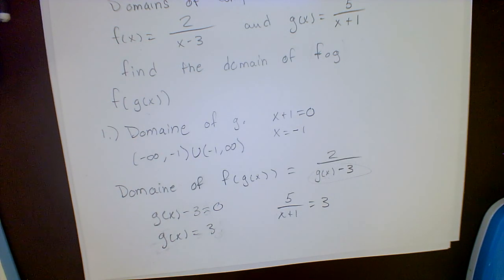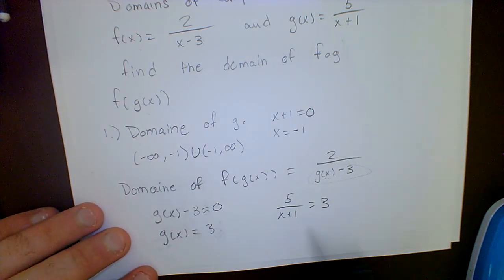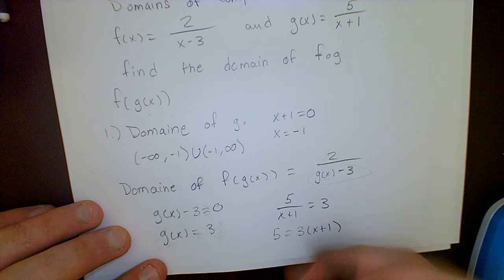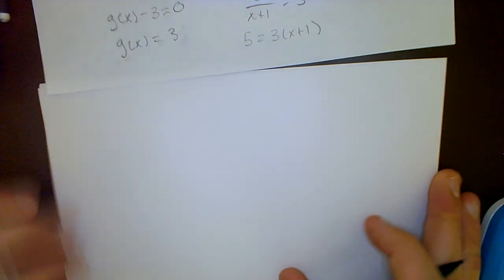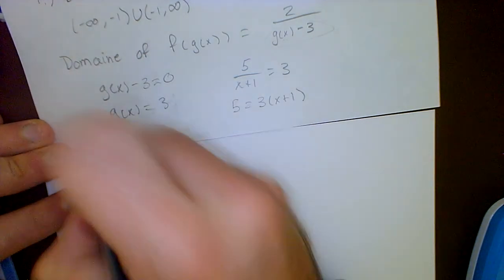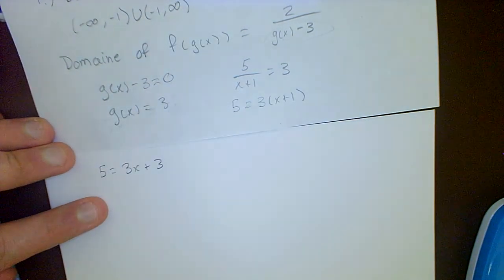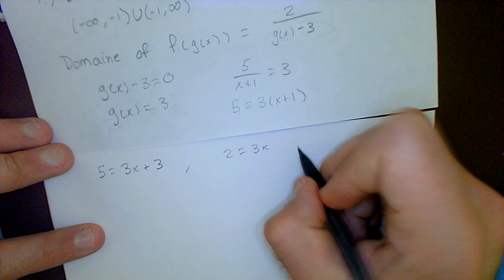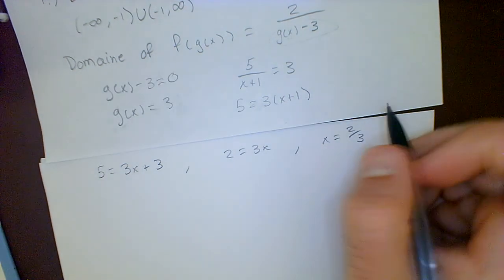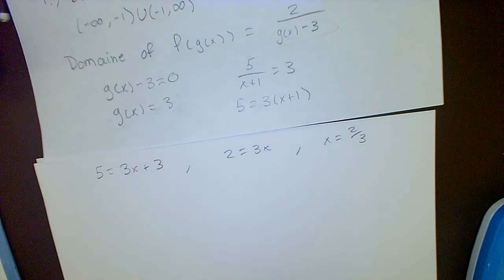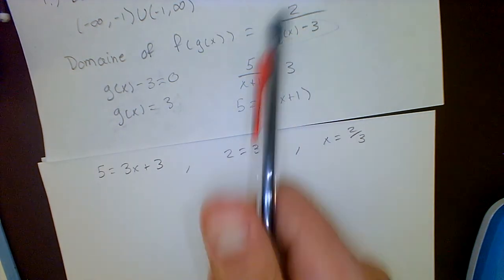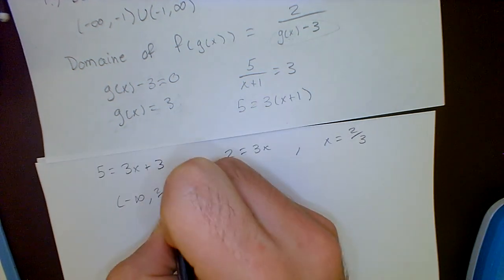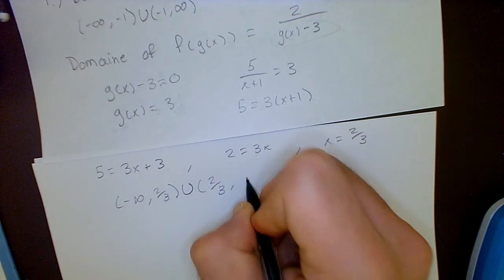So to solve this for x, we can multiply both sides by x plus 1. So we get 5 equals 3 times x plus 1. So this is 5 equals 3x plus 3. If I subtract 3 from both sides, you get 2 equals 3x. And then this says that x is equal to 2/3. Because if x is 2/3, g of x is equal to 3, and f of g has a division by 0. So our domain here is -infinity to 2/3, or 2/3 to infinity.